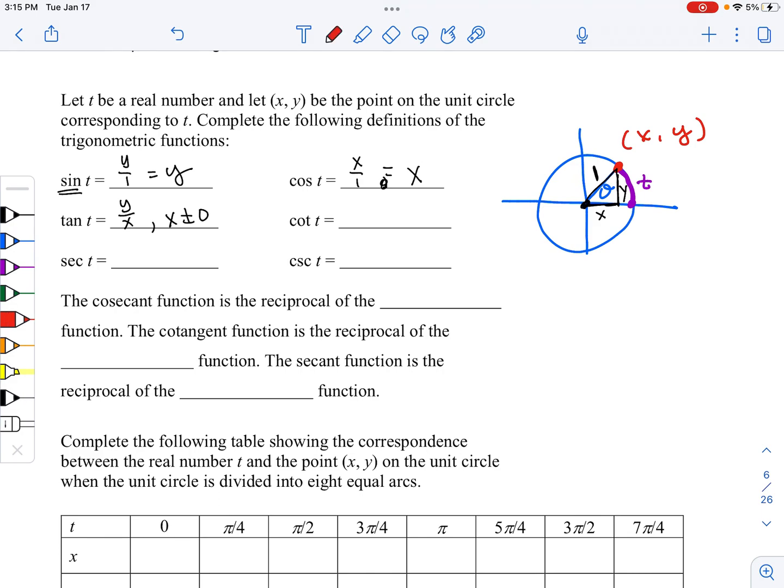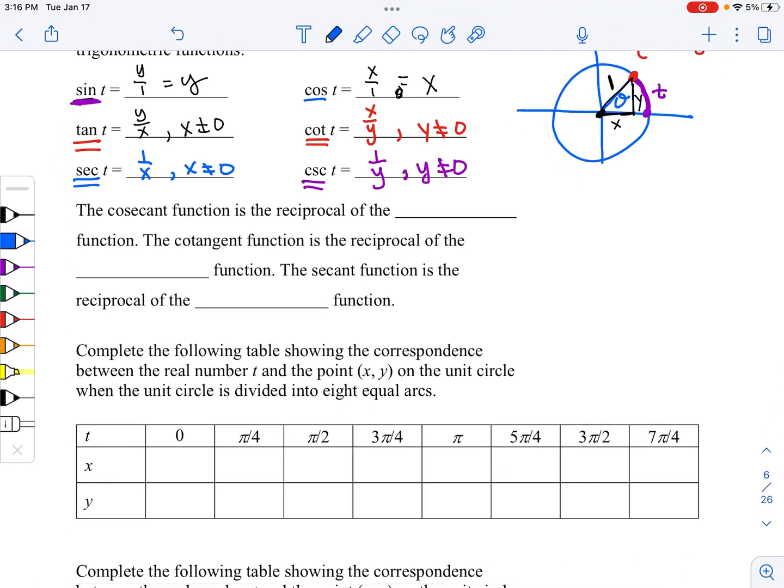Same thing with cotangent. Remember that cotangent and tangent are reciprocals. So if tangent is y over x, then cotangent is x over y, as long as y does not equal 0, because we can't divide by 0. Secant, remember, is the reciprocal of cosine, and if cosine is x, the reciprocal is 1 over x, as long as x does not equal 0. And cosecant is the reciprocal of sine, which, if sine is y, is 1 over y, as long as y does not equal 0.